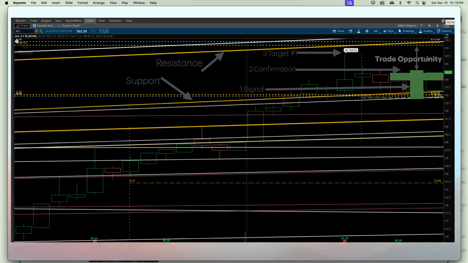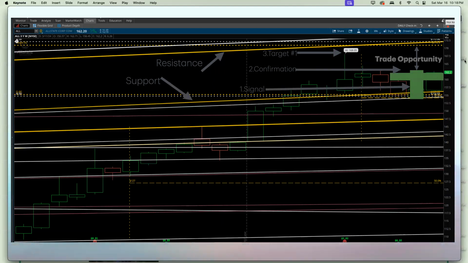That's my strategy in a nutshell. I trade the distance between a support or a floor and a ceiling or resistance. This is the area, if you see my cursor, that I will look to trade. And this is over $5 of opportunity, which will be a good trade.